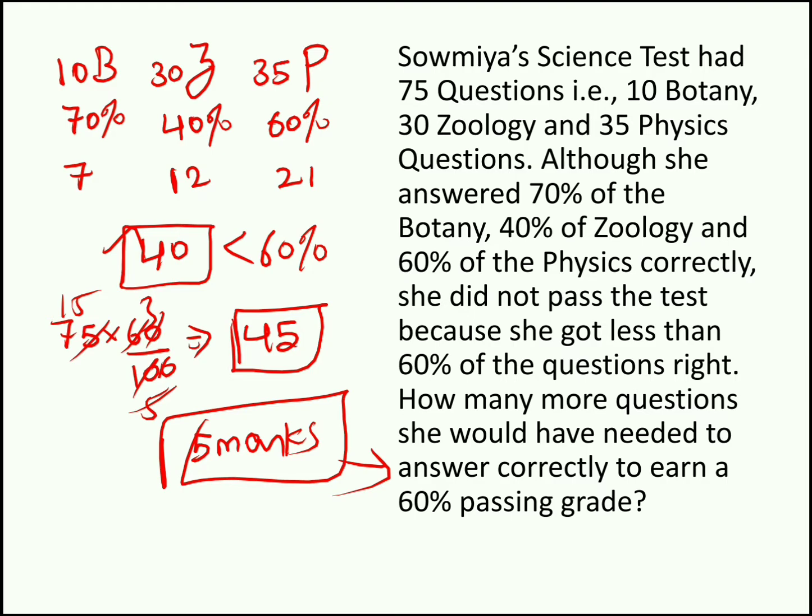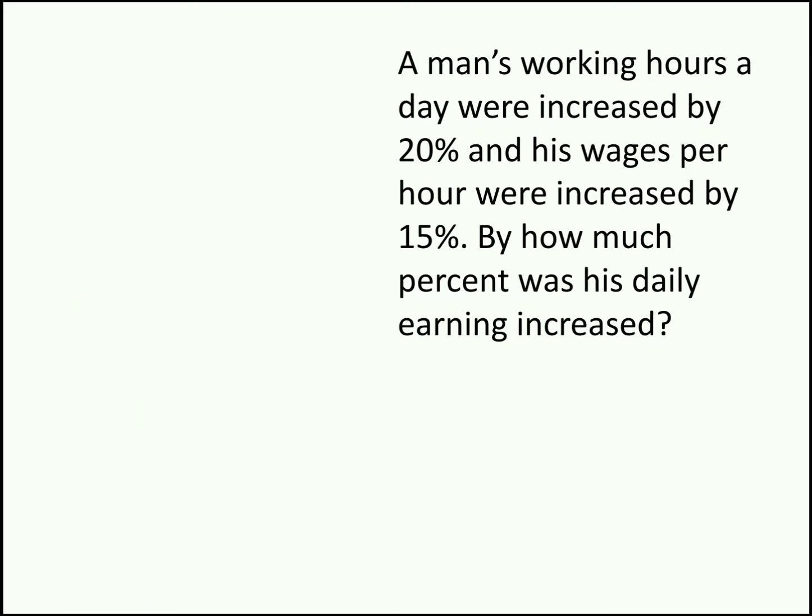Moving to our third question. A man's working hours a day were increased by 20% and his wages per hour were increased by 15%. By what percentage was his daily earning increased? So a man's working hours increased by 20%, and his wage per hour increases by 15%. By how much percentage was his daily earning increased?